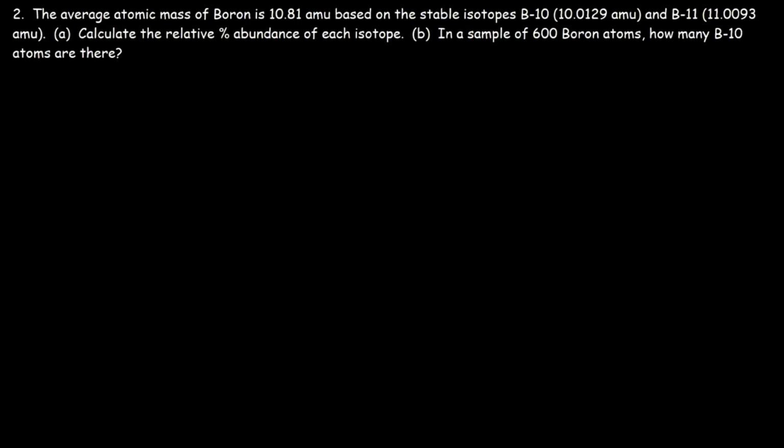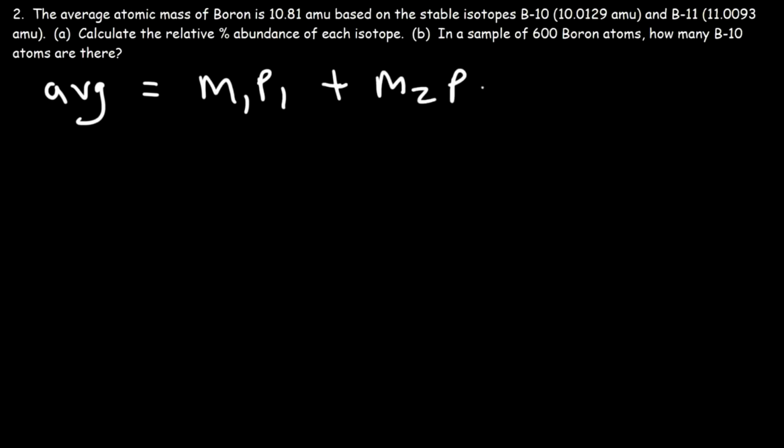In the last problem, we had the percent abundance of bromine-79 and bromine-81. It was about 50.69% and 49.31% respectively. In this problem, we need to calculate those relative percent abundances. So basically, we're working in reverse. We're going to use the same formula where the average atomic mass is equal to M1P1 plus M2P2, since we still have 2 isotopes we're dealing with.